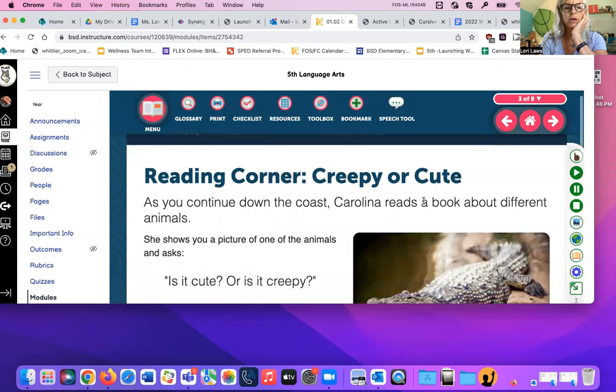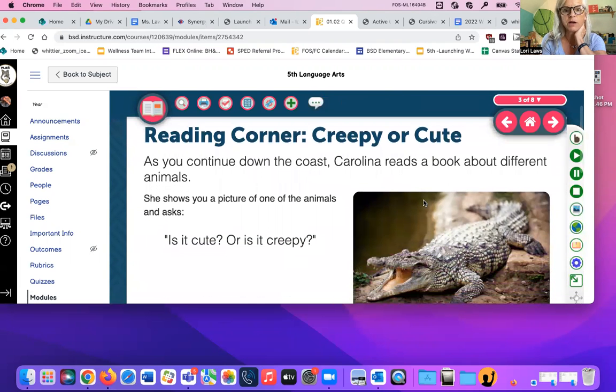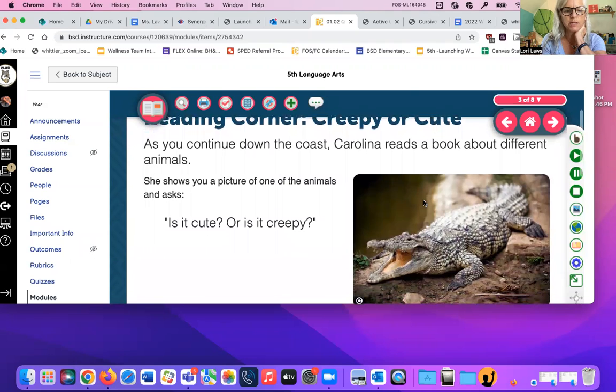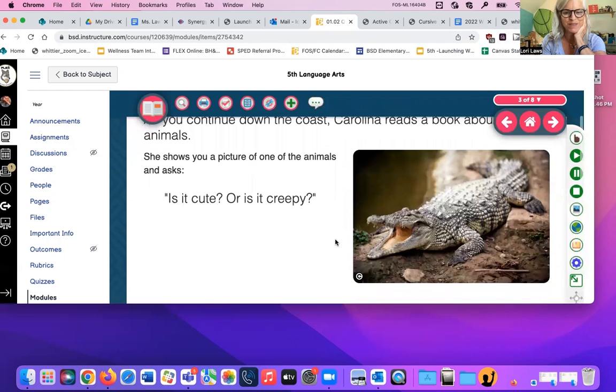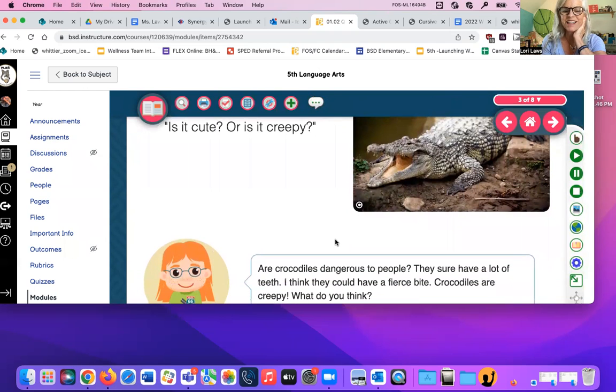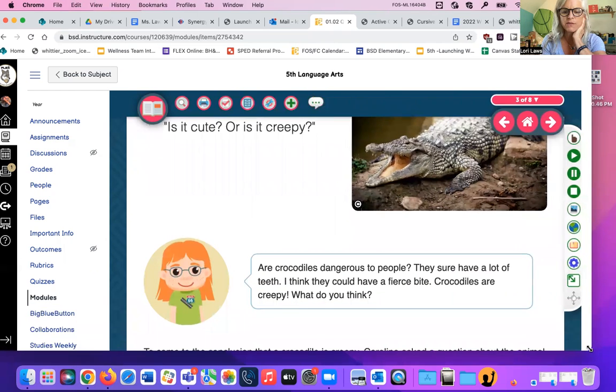Reading corner, creepy or cute? As you continue down the coast, Carolina reads a book about different animals. She shows you a picture of one of the animals and asks, is it cute or is it creepy? Are crocodiles dangerous to people? They sure have a lot of teeth. I think they could have a fierce bite. Crocodiles are creepy. What do you think?